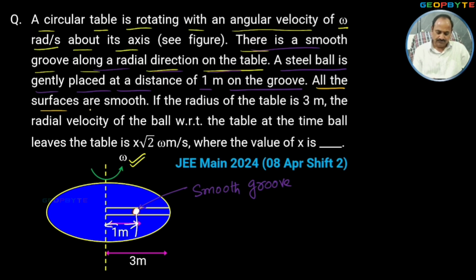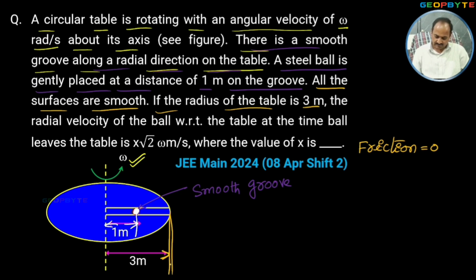All the surfaces are smooth. That means the friction effect is equal to 0. If the radius of the table is 3 meters, look at the radius of the table. The radius of the table is given as 3 meters, right?